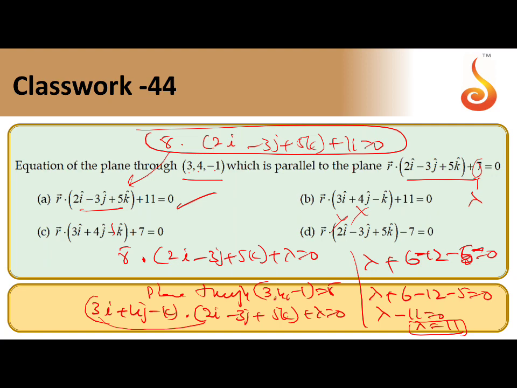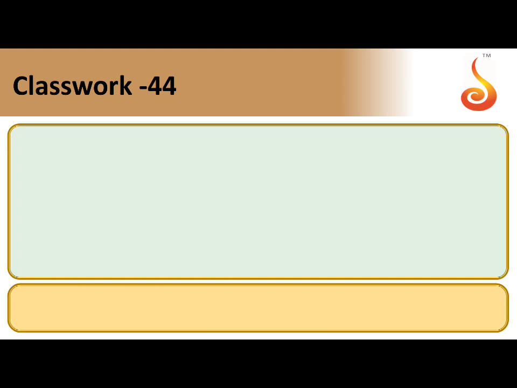Clear that one? So the parallel plane is r dot (2i minus 3j plus 5k) plus lambda, only the constant changes. The plane passes through the point 3, 4, minus 1, which you take as r bar, so r bar is 3i plus 4j minus k. Find the dot product between them and the value of lambda is 11. That is the first option. Check the answer. Option A is the right answer.